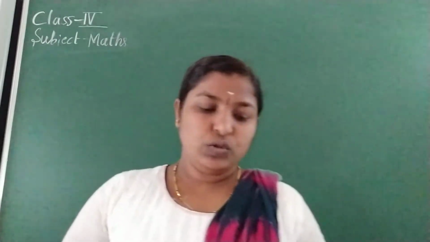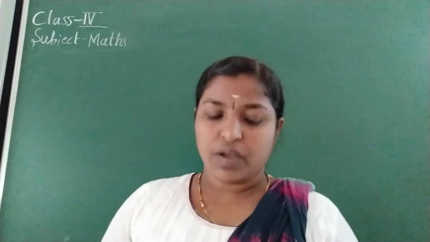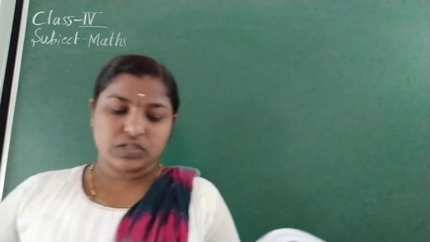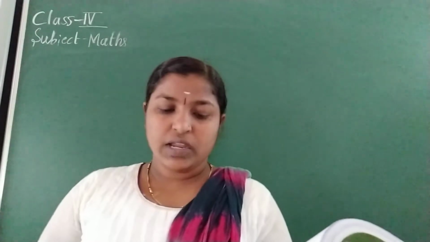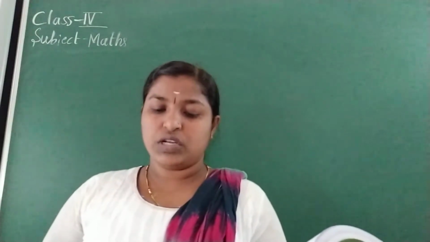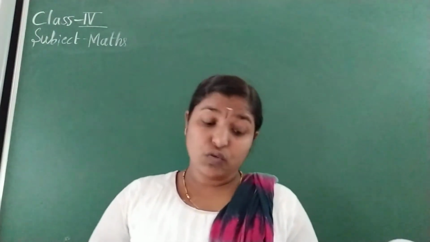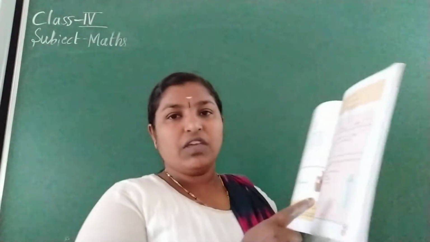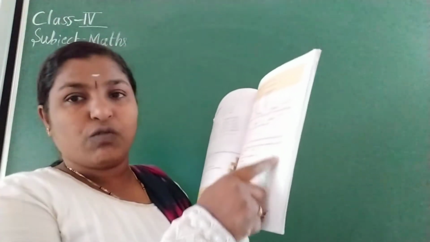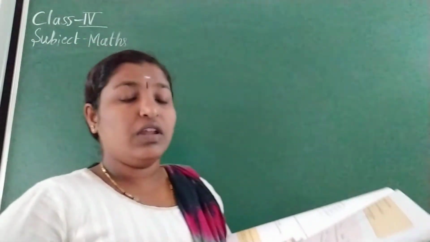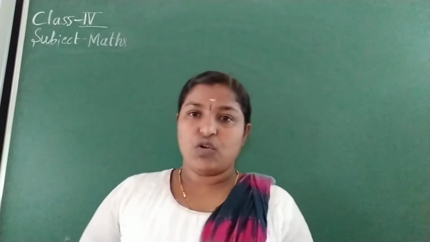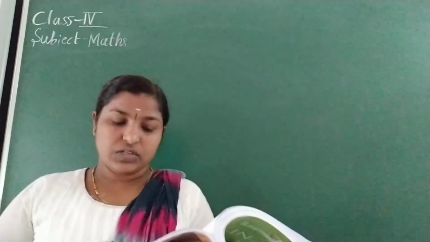In our previous class, we started the exercise of lesson number 4. I have completed five questions. Now let's start A, multiple choice questions. Observe the adjoining division and answer the questions 1 to 5. There are 5 multiple choice questions, and they have given an adjoining division problem here. Observing this problem, we need to answer the following multiple choice questions.